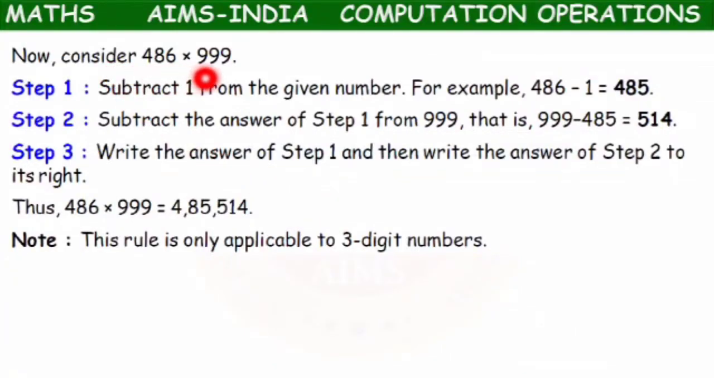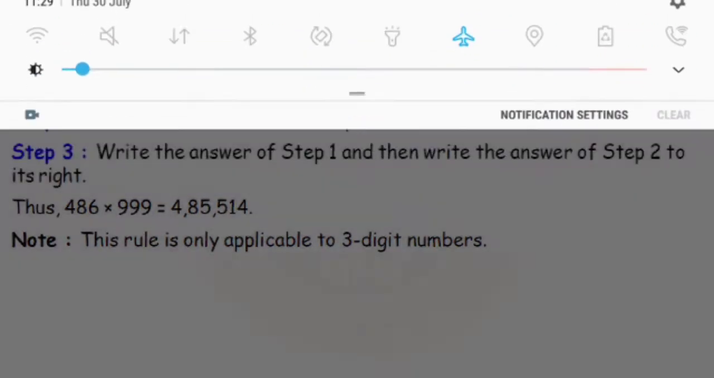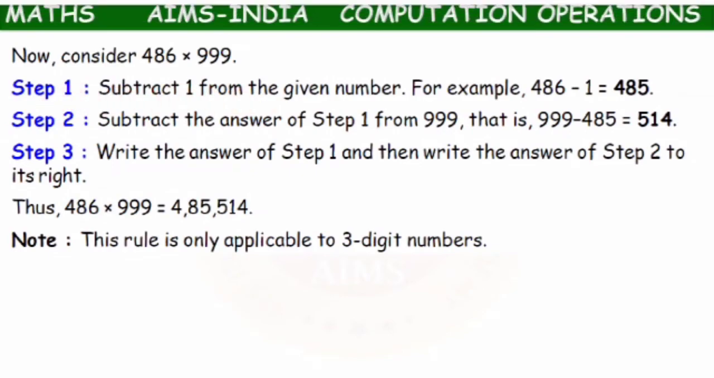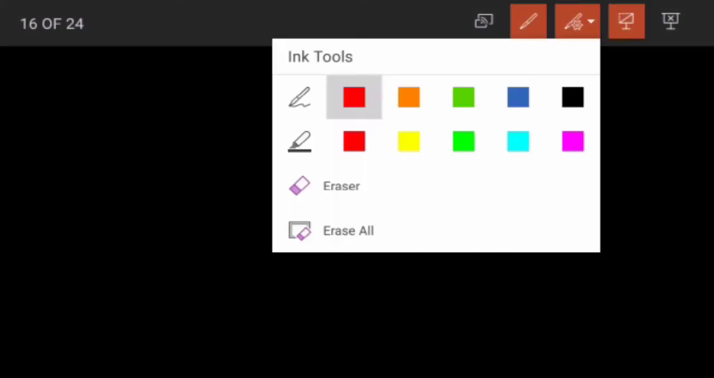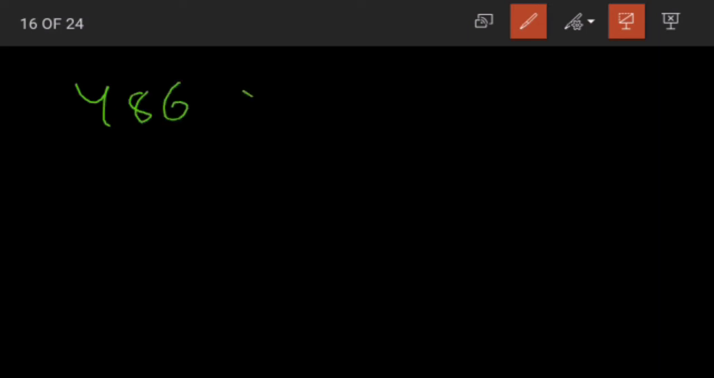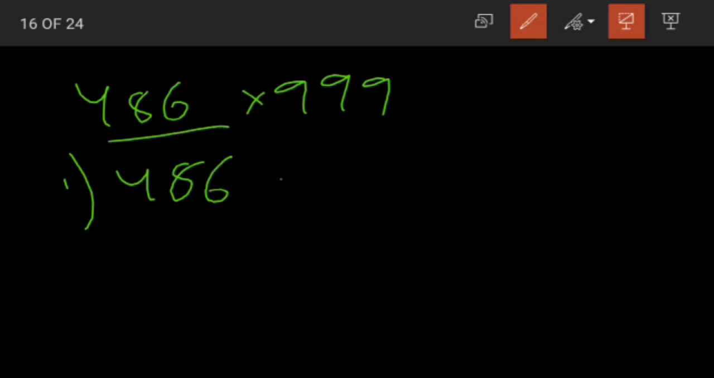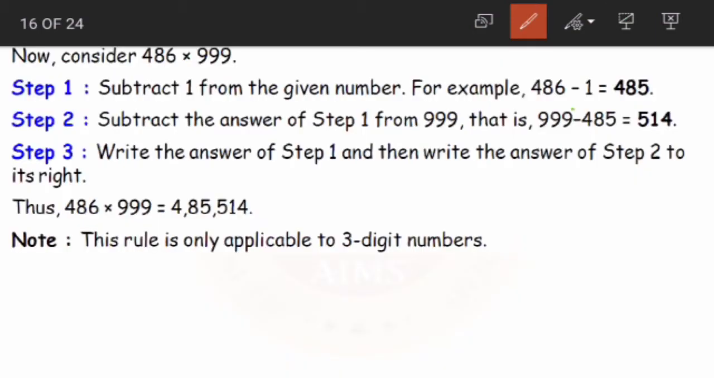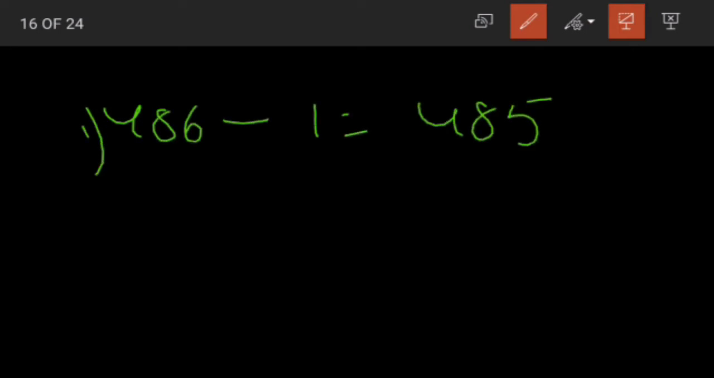Now let us look at how to multiply using 999. Here what do we have children? 486 into 999. Yes. So again the first step will be, what did we do for 99 children? From the given number we subtracted 1. Yes, let us do the same here. 486 minus 1 is equal to 485. Yes, this was our first step.